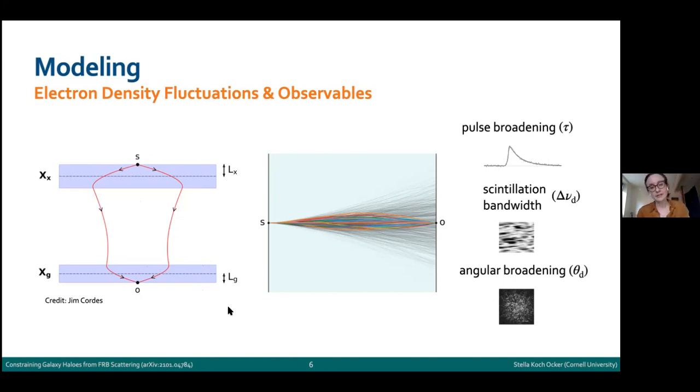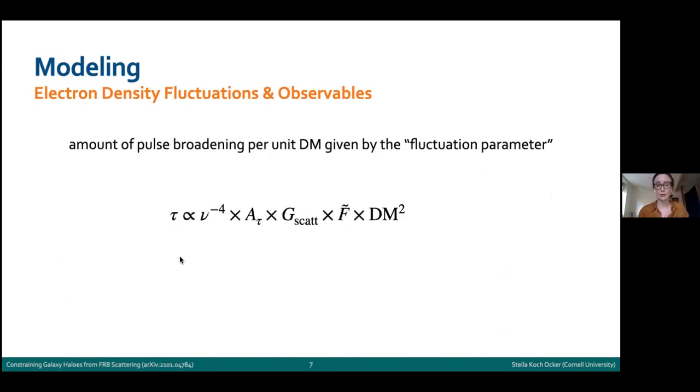And so in this cloudlet model, the relationship between pulse broadening and dispersion measure, DM, is actually really simple. The pulse broadening is related to DM squared by the fluctuation parameter F tilde. And so the fluctuation parameter is directly related to the electron density fluctuation statistic, and it's related to the filling factor and the outer and inner scales of the turbulence wave number spectrum. And so the fluctuation parameter concisely represents the internal properties of the ionized clouds.